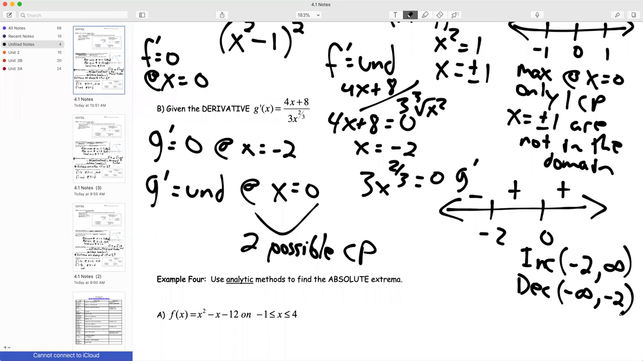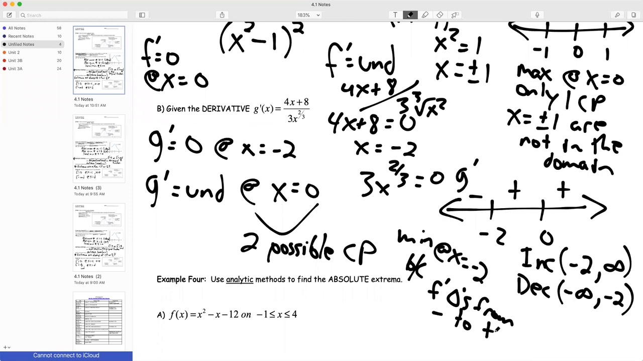However, I could say there is a minimum at x equals negative 2, because g prime changes from negative to positive. And I'm assuming there, I probably should have said something about it, that negative 2 does exist in the original function. We don't have the original function to look at in this case. Okay?